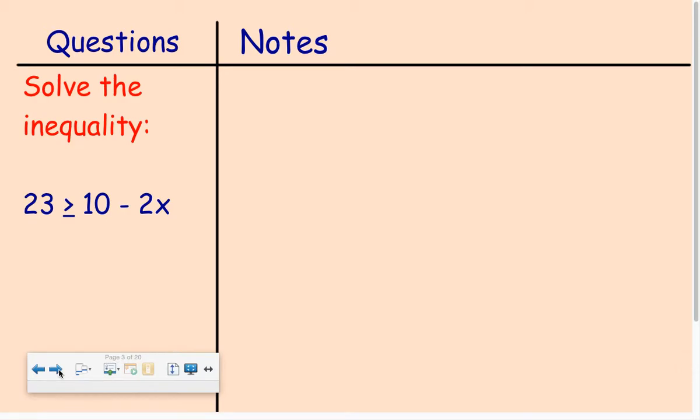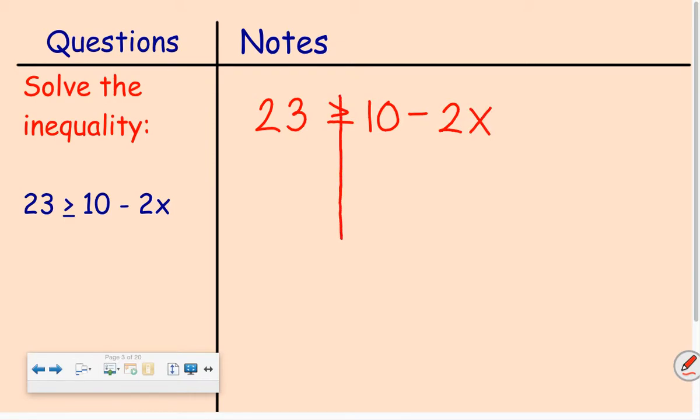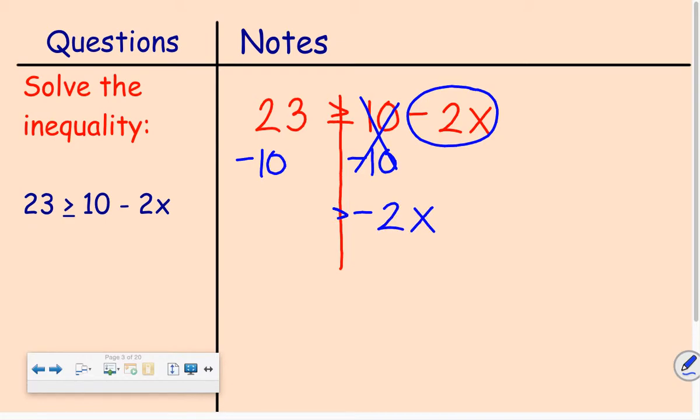All right, second one. 23 is greater than or equal to 10 minus 2x. So this time, we need to get x alone, so we have to get rid of the 10. Now that 10, if you look at it, is positive. So we have to subtract 10 on both sides. There's no sign in front of the number, which means it's positive. Bring down our negative 2x and our inequality sign. 23 minus 10 is 13.